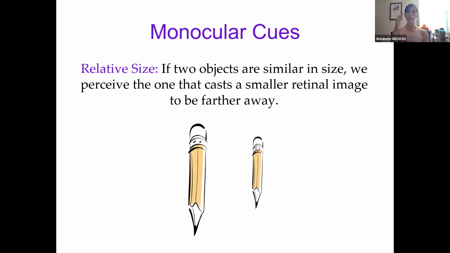So basically, if we have two different objects that we assume are similar in size, such as these pencils, we are going to perceive the one that casts the smaller retinal image to actually be farther away from us. So in the case of these two pencils, if we're assuming that the pencils are the same size, the one that is smaller will be considered farther away.